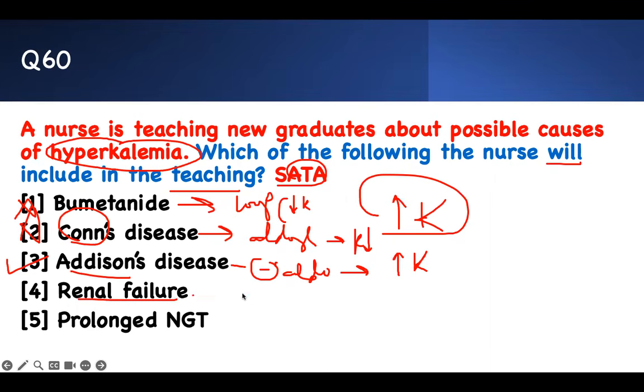Renal failure, you know, everybody who has a kidney problem can't secrete potassium. So potassium is high. Prolonged NG tube, you get what? Metabolic alkalosis, and your potassium is low. So which of these causes hyperkalemia? 3 and 4 are your right answer.